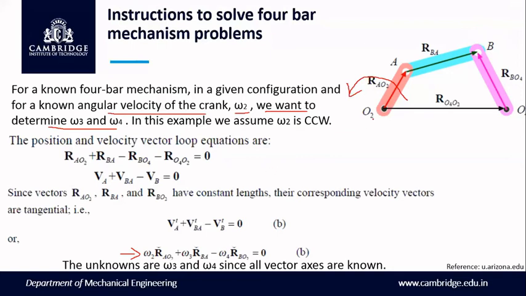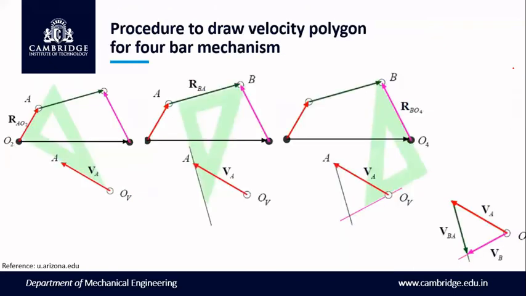I am considering the fixed link as number 1. So this is fixed link number 1, this crank as number 2, this coupler as link number 3, and this final one as link number 4. Hence, the unknowns omega 3 and omega 4 can be calculated, since all vector values are obtained with the help of the velocity polygon. Let us discuss some procedure to draw velocity polygons for a 4-bar mechanism. So here we have a 4-bar mechanism.